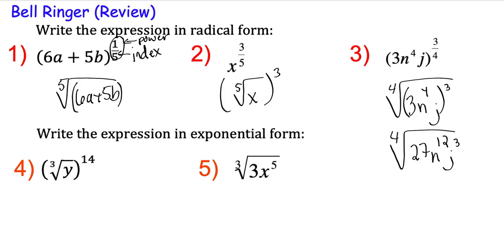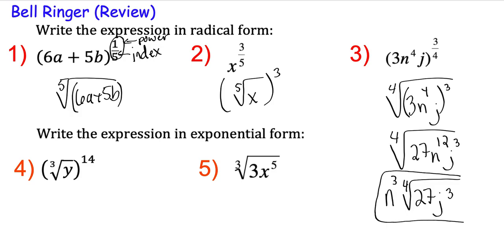Okay? And then we will be working on simplifying stuff like that today. I'll show you how it looks just in case. So 27 is a cube, so I can't do anything with that one. And then we look for groups of 4 out of the n. So we can take 3 groups of 4. That gives us n to the 3rd outside. And then we can't do anything with that j to the 3rd. So on the inside, we'll have 27 j to the 3rd. And that's what we're going to be doing today.